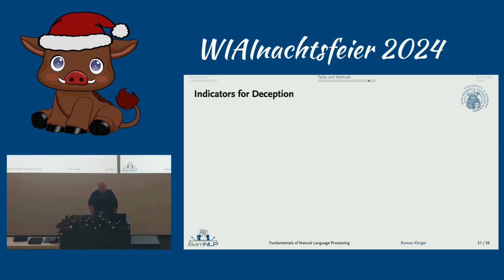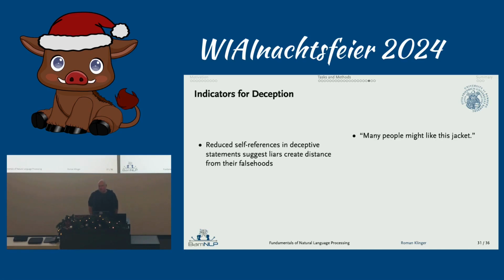Now, you might ask, how can we detect deception? And there's quite a lot of previous work. What you observe is that when you try to lie, what you often do is reduce the self-references in deceptive statements, and that suggests that liars try to distance from their selfhood. So as an example, instead of saying, I like this jacket, you might say, many people might like this jacket, to essentially take the focus away from you.